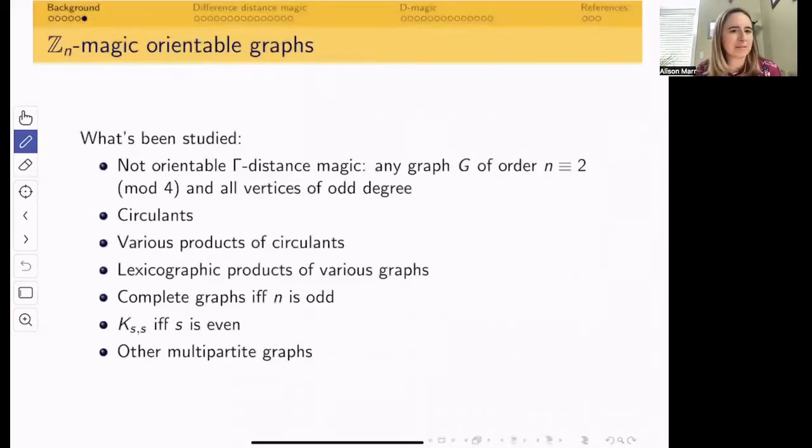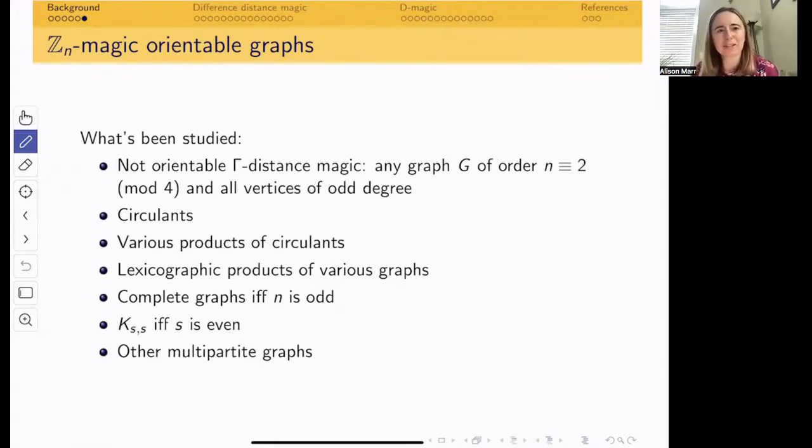In this area of Zn magic orientable graphs, these are some of the classes of graphs that have been studied. There's a large collection of things that you cannot do, just based on if you have a group of order congruent to 2 mod 4, and if all the vertices have odd degree, that's a potential problem. That comes from the group structure of abelian groups, which will always have a Z2 as a component. Then circulant graphs, various products of circulants, lexicographic products of various graphs, complete graphs if and only if n is odd, bipartite graphs if and only if the parts are even. They've looked at some other multipartite graphs. So these are some of the kinds of things.